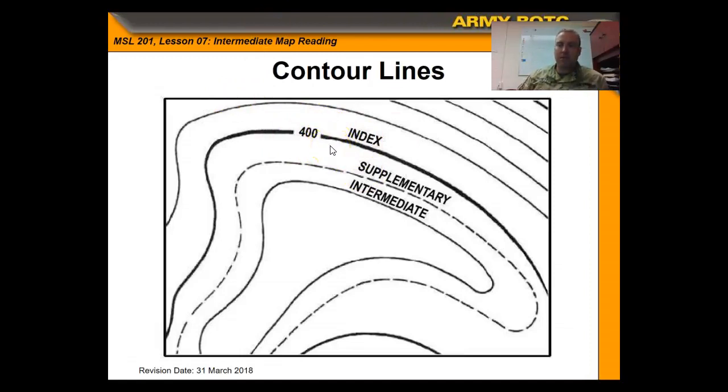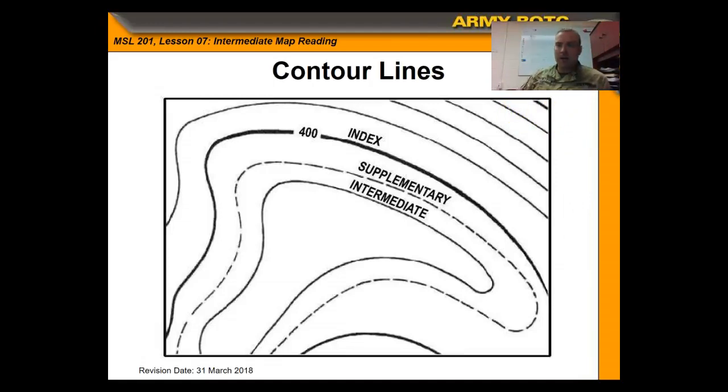Intermediate contour lines fall between index contour lines, and these lines are finer. They don't have the elevations given, but there are normally four intermediate contour lines between index contour lines. So see this little bold line here in the corner. Go down from this, that's 400 meters, then down to 390, 380, 370, 360, and then you've got your 350 right here. So that just represents stepping down or stepping back up from those baseline contour lines.